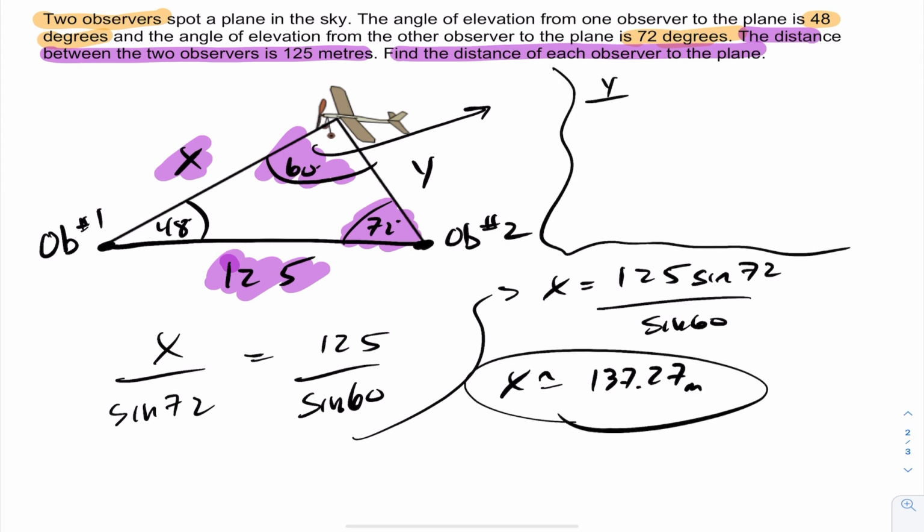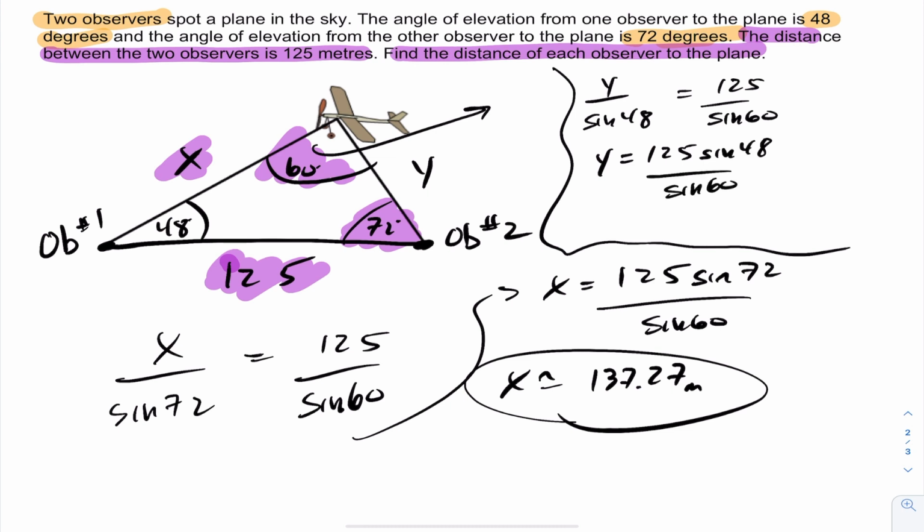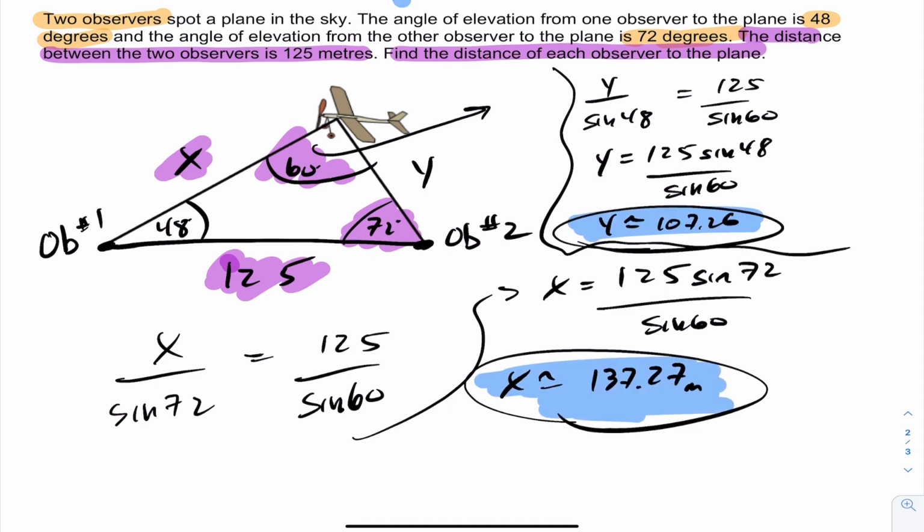And likewise, you can do that exact same thing for y. Here we get y over sine of 48 is going to be equal to 125 over the sine of 60. And you get y is equal to 125 sine 48 over sine 60. So y is approximately equal to 107.26.